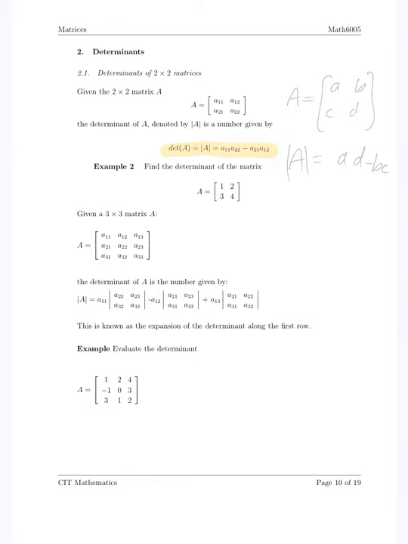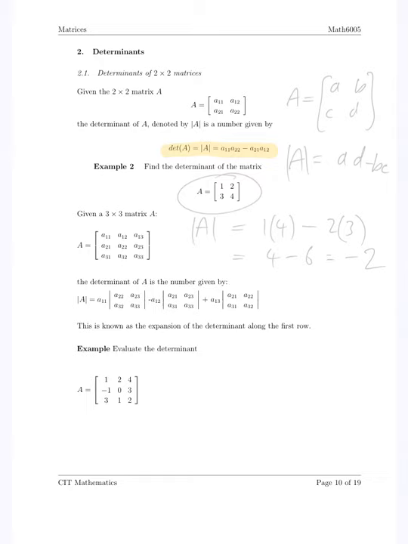So for this matrix here, the determinant would be 1 times 4 minus 2 times 3, which is equal to 4 minus 6, which is equal to minus 2.